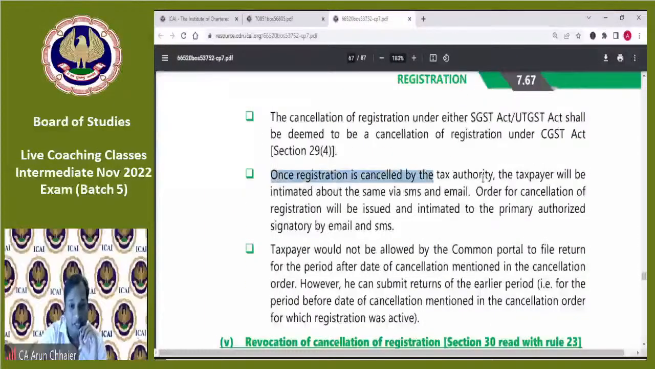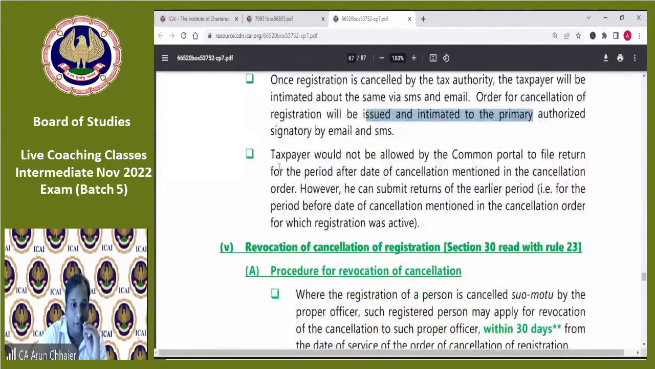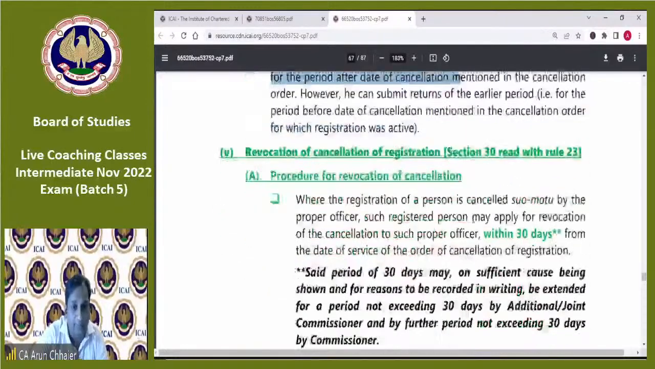Once registration is cancelled by the authority, the taxpayer will be intimated about the same via SMS and email. The order for cancellation will be issued and intimated to the primary authorized signatory. The taxpayer would not be allowed by the common portal to file the return for the period after the date of cancellation mentioned in the cancellation order. However, he can submit the returns of earlier periods.